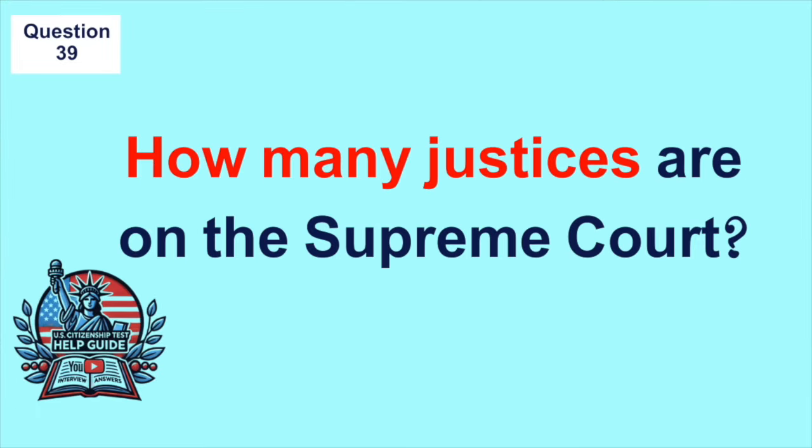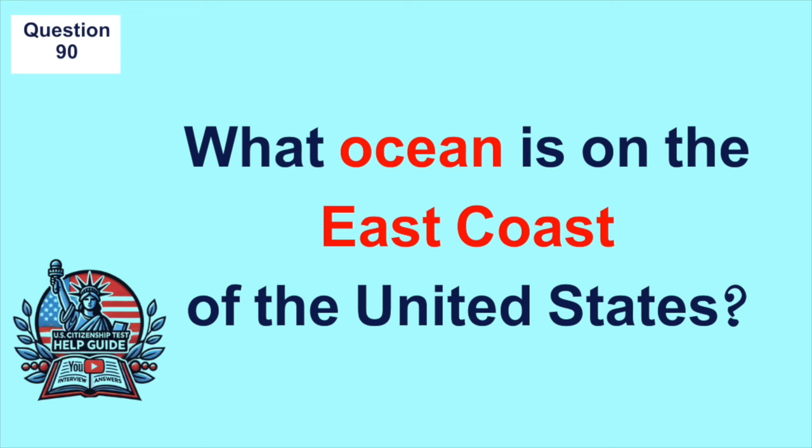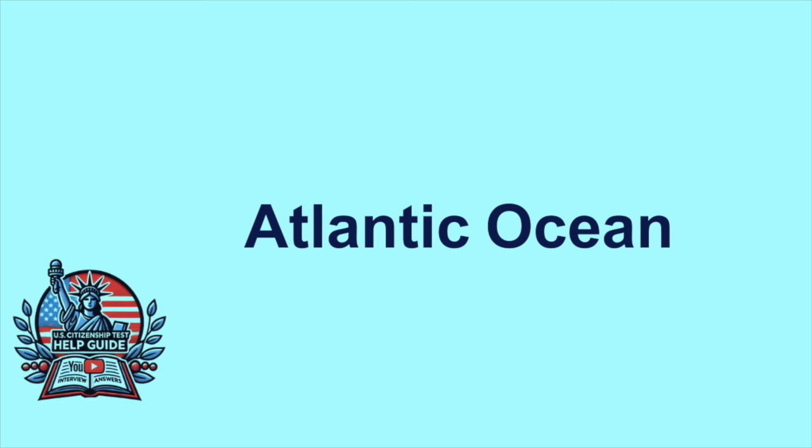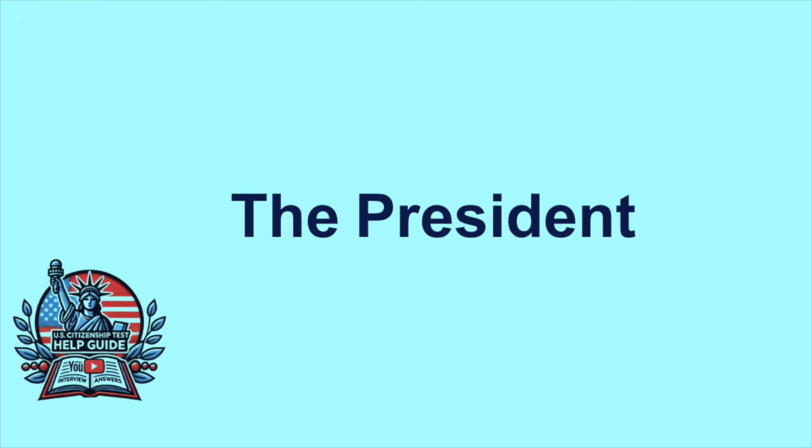How many justices are on the Supreme Court? 9. What ocean is on the east coast of the United States? Atlantic Ocean. Who is the commander-in-chief of the military? The President.